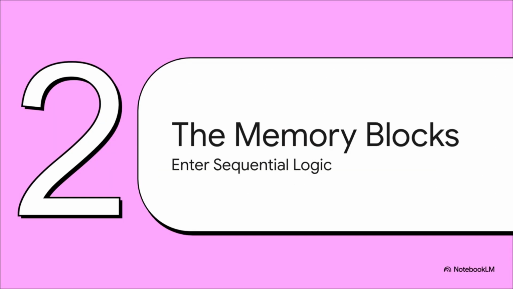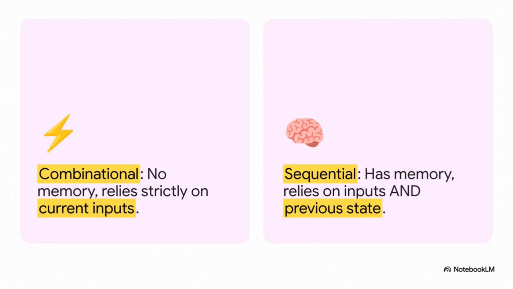Section 2. The memory blocks. Enter sequential logic. Now, since you already know the basic definitions, let's look at this purely as a design constraint. For our next set of problems, our hardware actually has to evaluate the previous state alongside the current inputs. We are literally introducing time and memory into the equation.